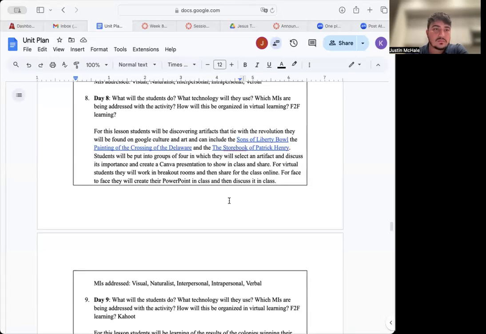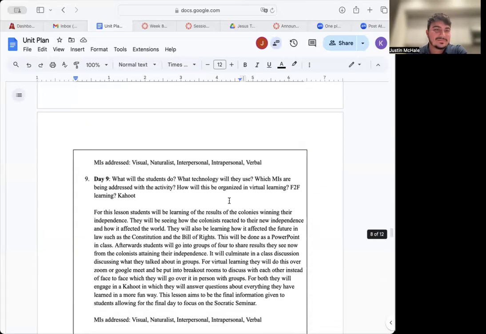What they'll do first is come up with what they think its importance is, and then they'll actually do their own research into it. And they will be making a presentation on Canva, which they will show for the class. For virtual, they'll use breakout rooms for this, and for in-person, they'll be doing it in person.